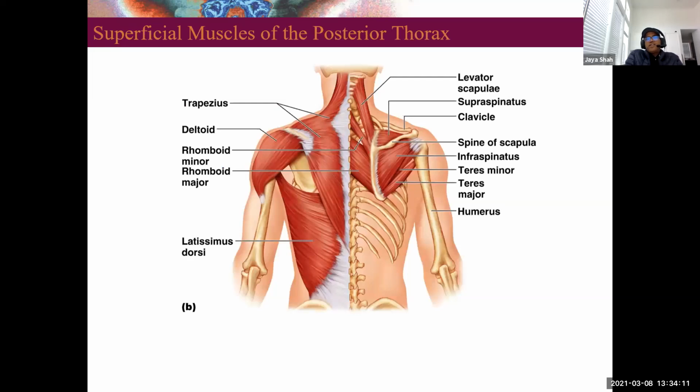The rotator cuff muscles in the back. We have done that last time. What are the rotator cuff muscles which rotate your shoulder joint? Supraspinatus, infraspinatus, teres minor, and subscapularis. Subscapularis. Good.